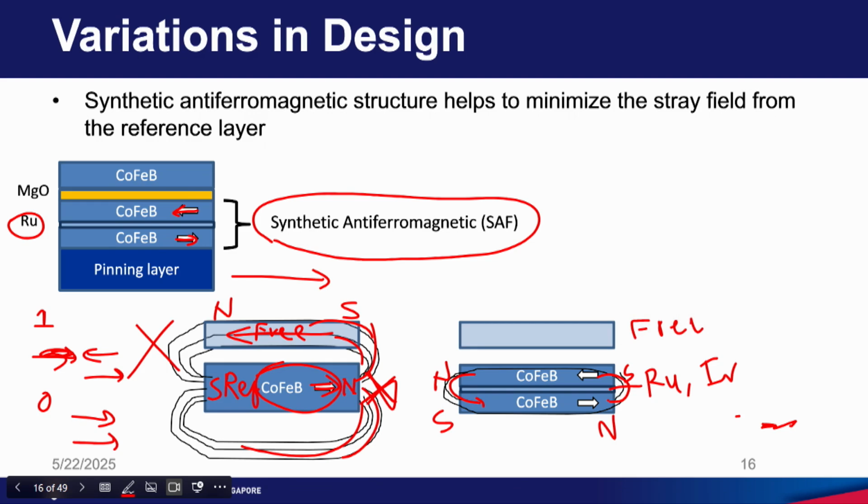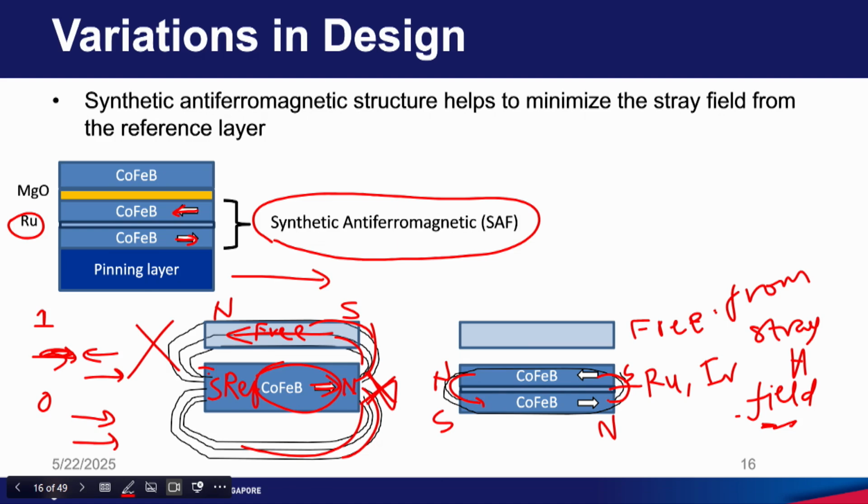Now, you can notice that after we use the synthetic antiferromagnetic layer design, the stray field from the reference layer does not go to the free layer. Okay. So, it is just stuck within the reference layer itself. Okay. Now, free layer is free from stray magnetic field. Okay. So, for that reason the in plane MRAMs usually have this SAF design.